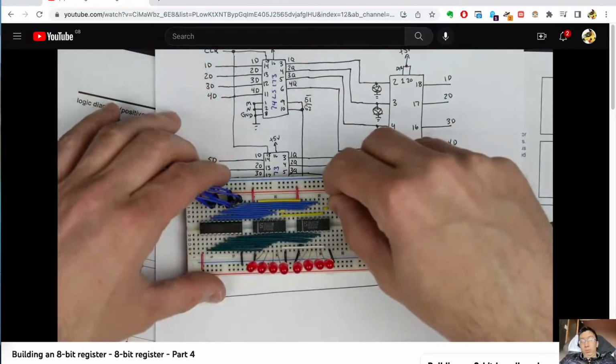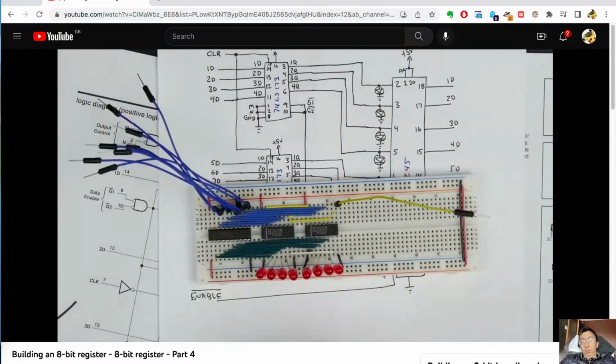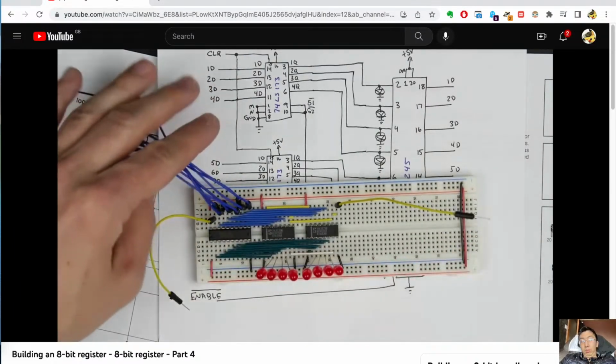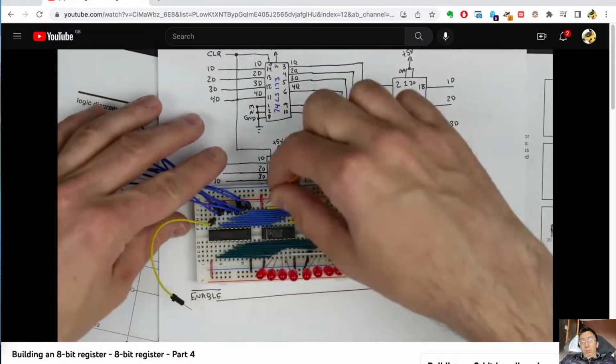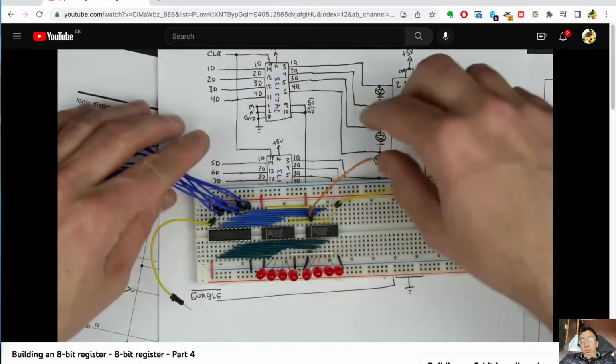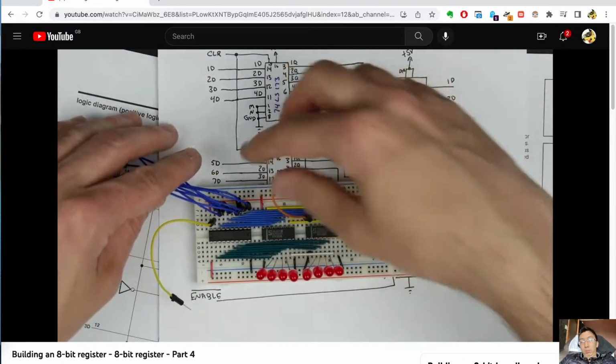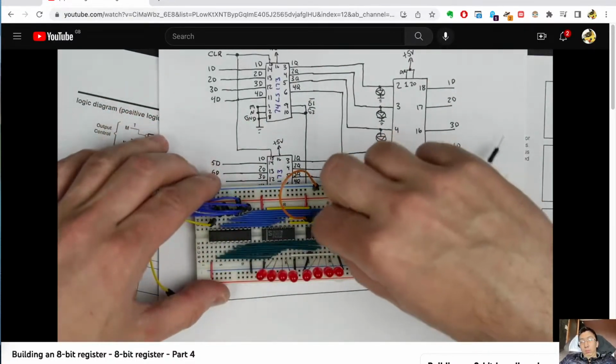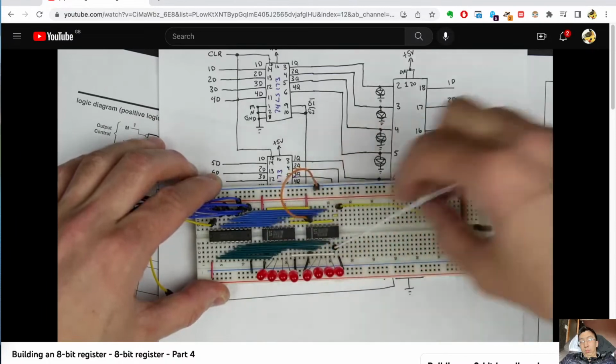So we've got our load signal over here. We've got the enable over here, which is the enable for the output to the bus. And of course we've got the reset here as well, which is this pin 15, which we'll just tie to ground. We're not going to use that. We'll just leave that so that it's not resetting everything. And then the last thing we have is the clock, which is right here. There's this white wire connecting here.